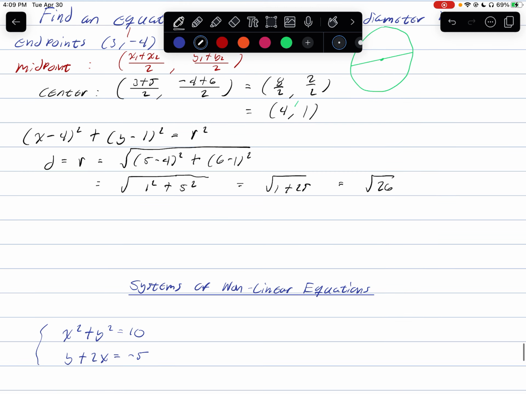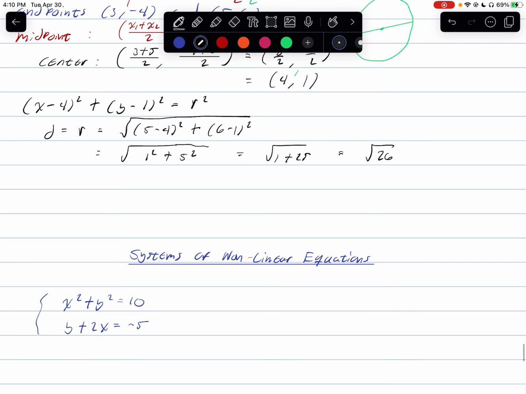Remember, let's not try to simplify this. I don't know that you can, but it's not something we want to do anyways, because we're going to have to undo it. So our overall equation is going to be (x - 4)² + (y - 1)², and that'll be equal to the square root of 26 squared, or we have (x - 4)² + (y - 1)² = 26.